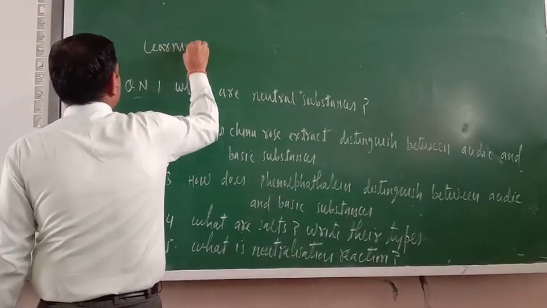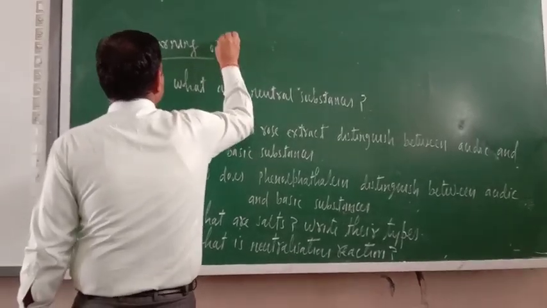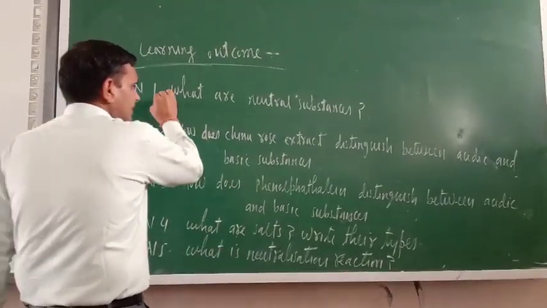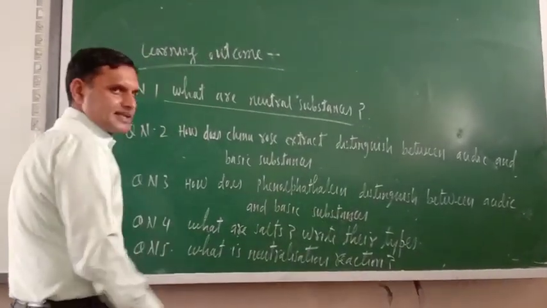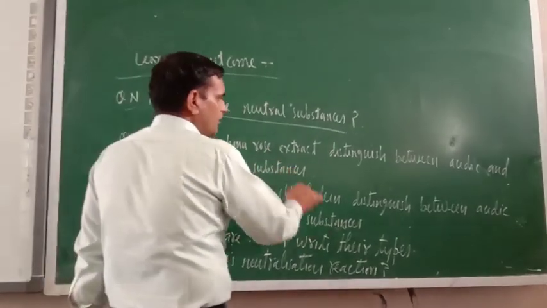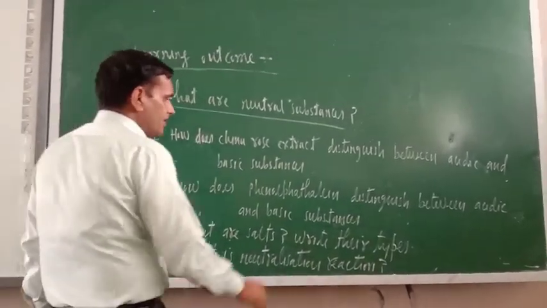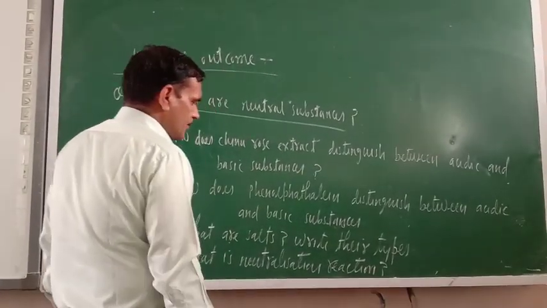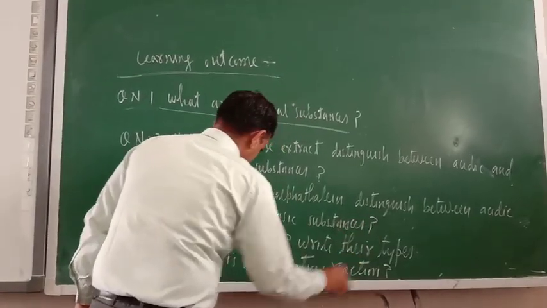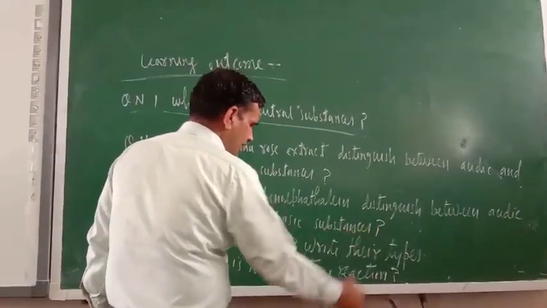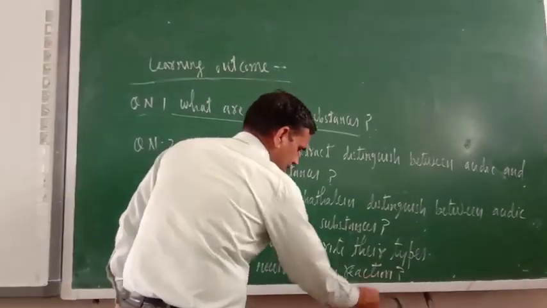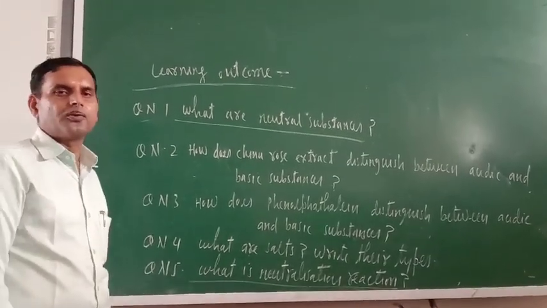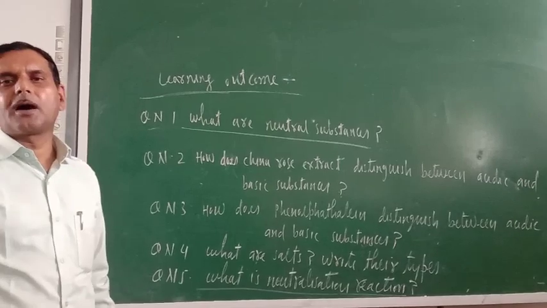So learning outcome, I will check if you are able to answer these questions. The first question is, what are neutral substances? Second one is, how does China rose extract distinguish between acidic and basic substances? Next one is, how does phenolphthalein distinguish between acidic and basic substances? Next one is, what are salts? Write their types. What is neutralization reaction? Explain with the equation. Equation also I have given you. Thank you. Tomorrow I will teach application of neutralization reaction in everyday life.